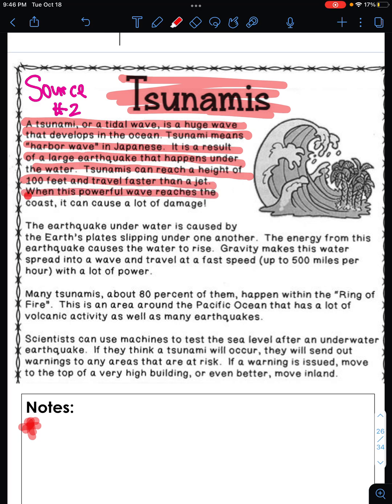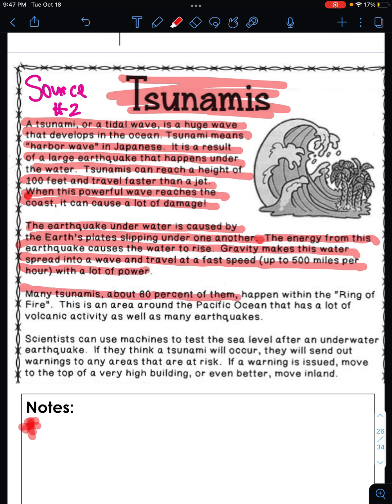When this powerful wave reaches the coast, it can cause a lot of damage. The earthquake underwater is caused by the Earth's plates slipping under one another. The energy from this earthquake causes the water to rise. Gravity makes this water spread into a wave and travel at a fast speed, up to 500 miles per hour, with a lot of power. Many tsunamis, about 80% of them, happen within the Ring of Fire. This is an area around the Pacific Ocean that has a lot of volcanic activity as well as many earthquakes.